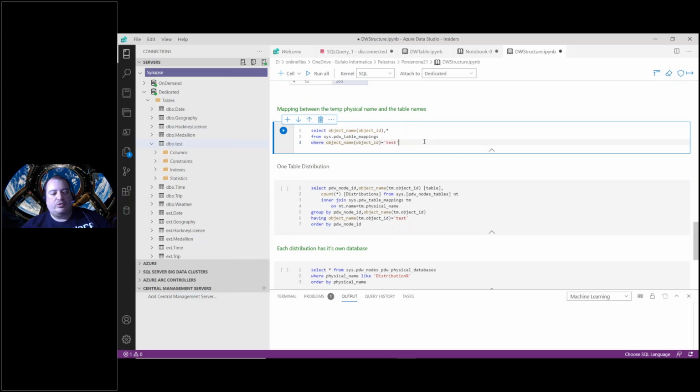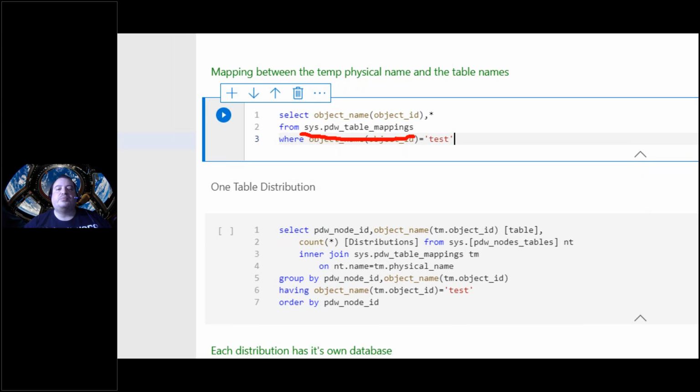Now we have another system table called sys.pdw_table_mappings. Using this system table, we can map between the physical tables and the logical tables. When I made the create table test, I was creating a logical table that was broken down in 60 pieces. How did we break down a table in 60 pieces? Creating 60 tables and hiding this from the user. The user thinks he's in a single table, but in fact, it's a set of 60 different tables.